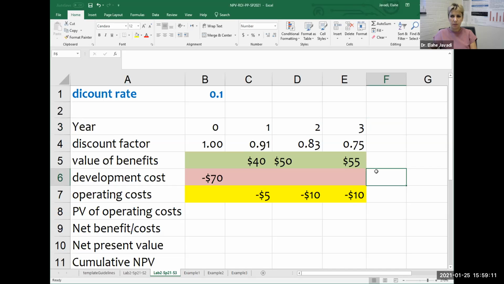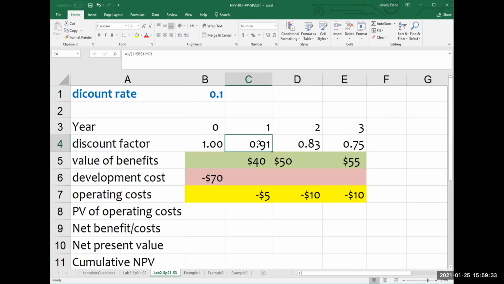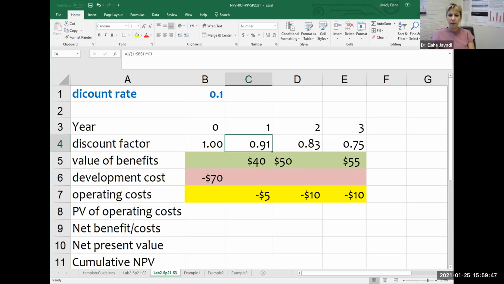All right, questions? Okay, this is 0.91, 0.83, 0.75. Benjamin, can you describe to me what 0.91 means? Here, this number, 0.91. Go ahead, Jacob. Well, it means that your dollar is now worth 91 cents. Yep, $1 spent or earned a year from now is worth 91 cents today. Perfect.